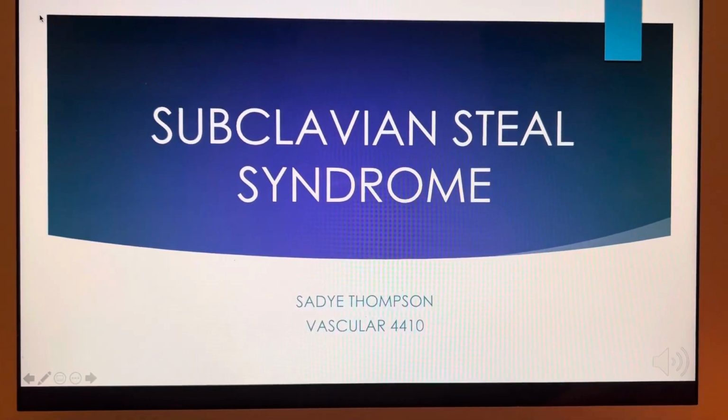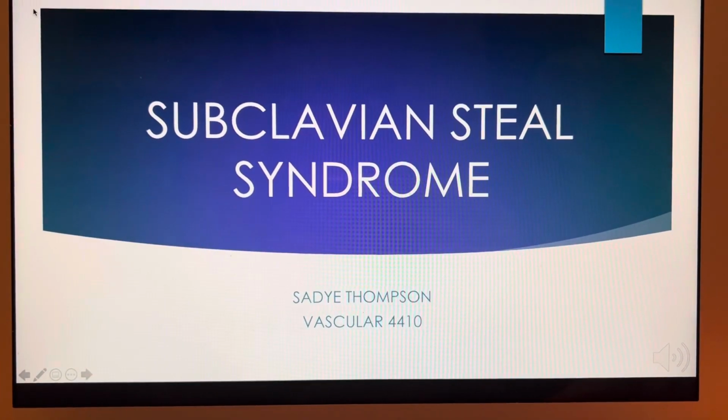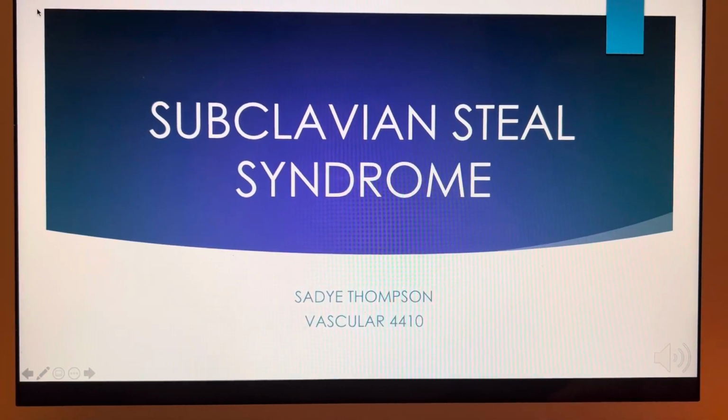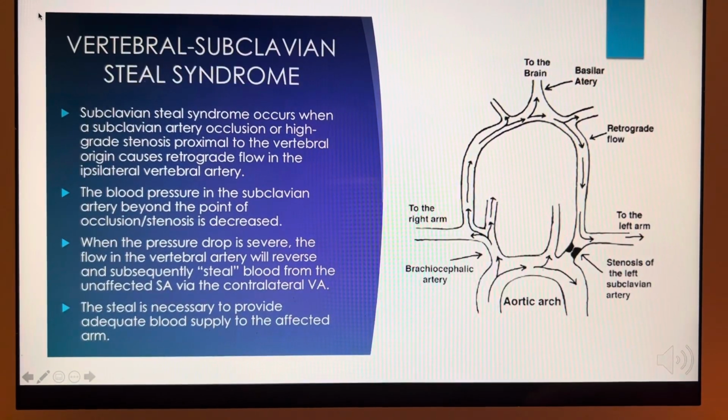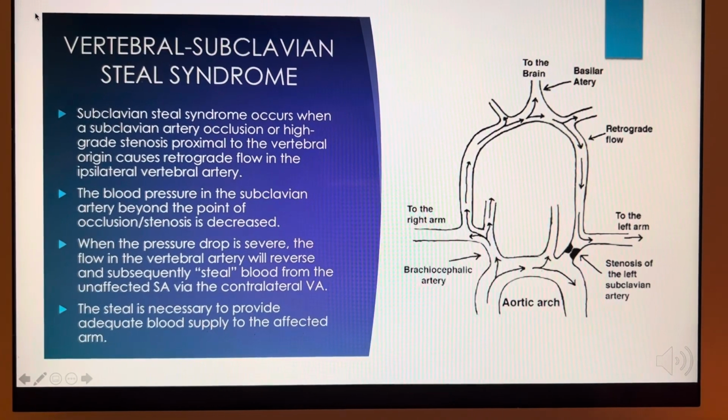My name is Sadie Thompson, and my case study is on subclavian steal syndrome. There are two types of subclavian steal syndrome.